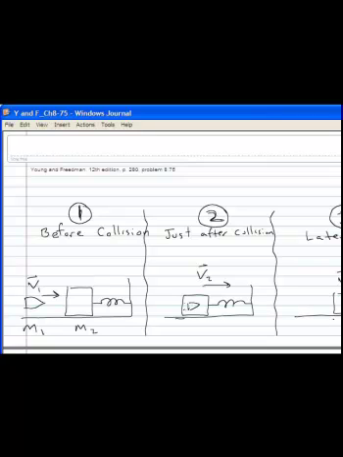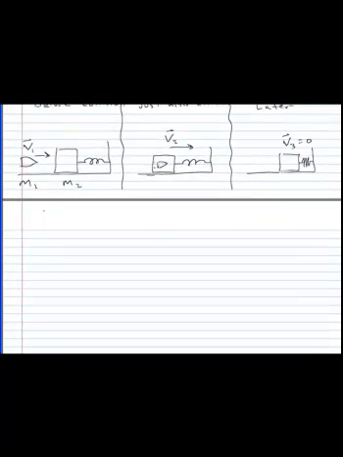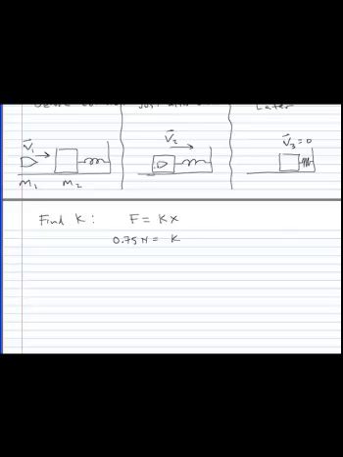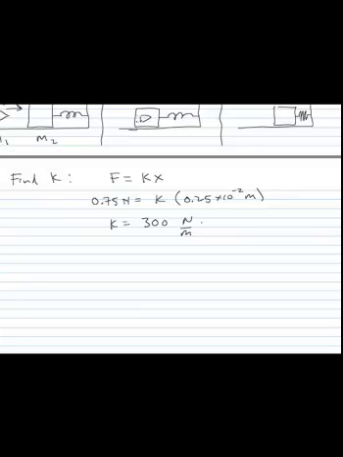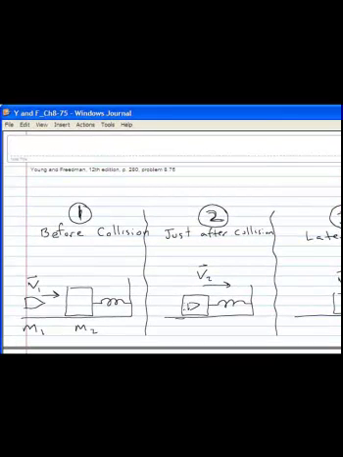So the first thing I know here, I'm going to need that spring constant eventually, so I'm just going to solve for it right off the bat. And they give us some information. The force of a spring is equal to kx. They tell us the force, and they tell us the compression, and I get my spring constant is 300 newtons per meter. Don't forget to convert those centimeters to meters. Okay, so I'm going to need that later.